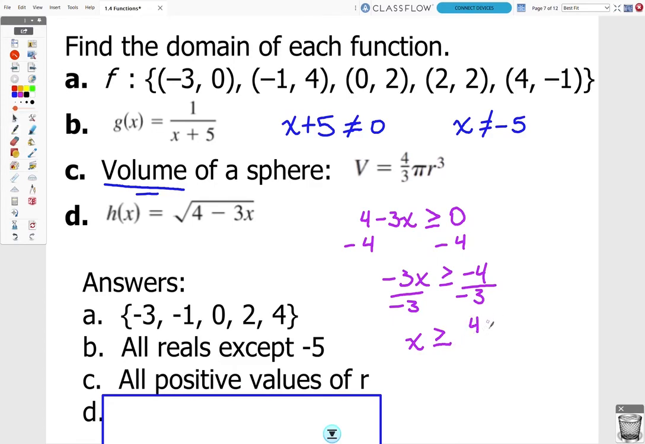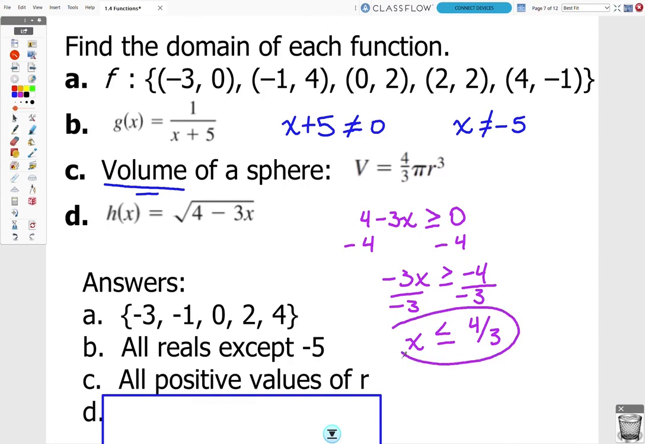4 over 3. But then you're probably thinking, wait a minute, is it greater than or equal to? Because if you put in a number like 10, this becomes 4 minus 10, let's say. 4 minus 10 is negative. So now, well, the number inside the square root is negative. Don't forget, way back when in algebra, we learned that anytime we divide by a negative number, we have to flip the inequality. So we're not actually looking for numbers that are greater than this time. We're actually looking for numbers that are less than.